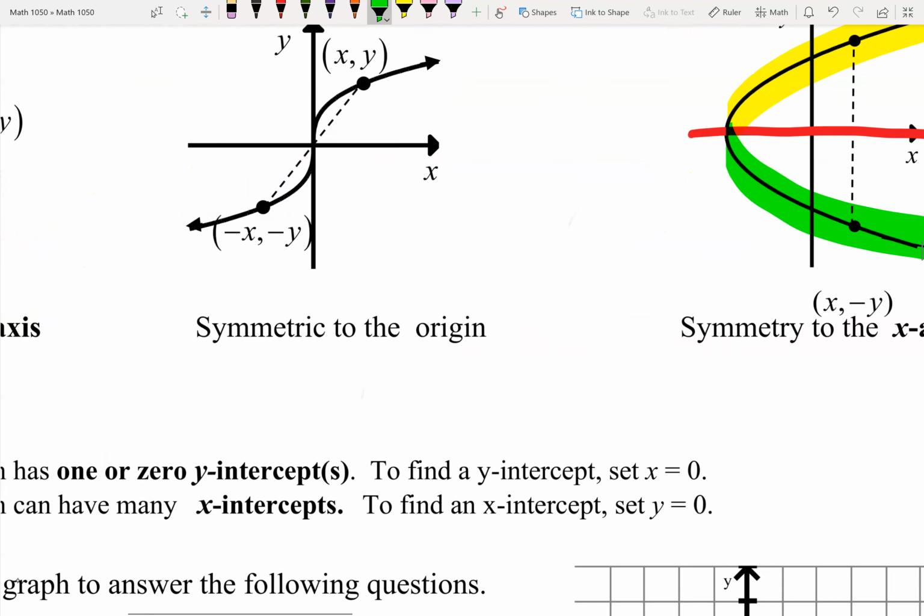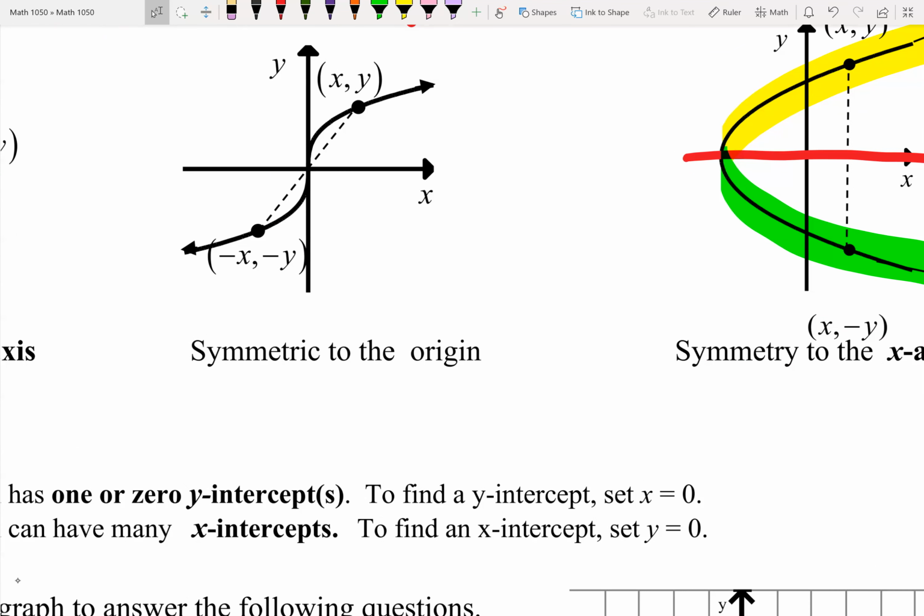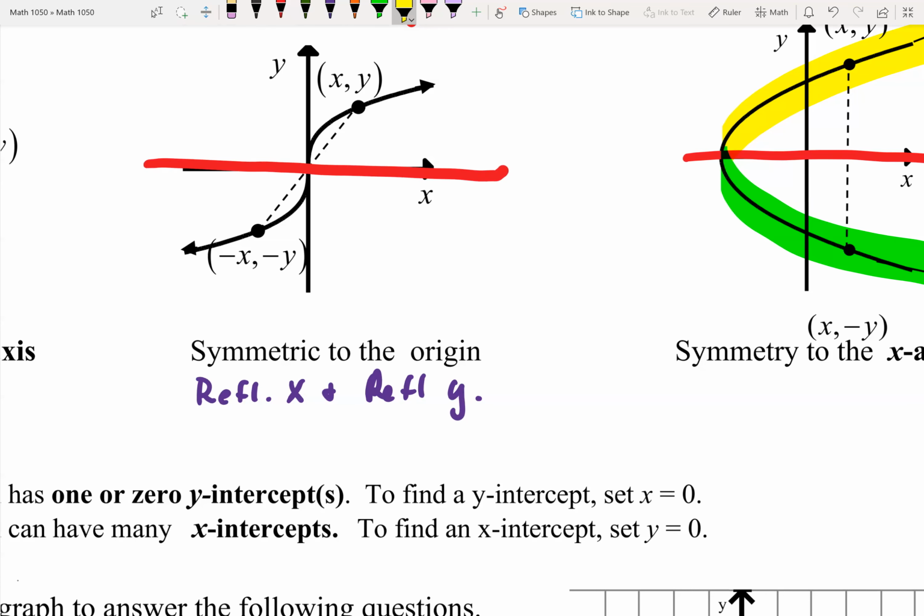Now look at this one right here, symmetric across the origin. This one's a little bit tougher to understand. I want you to write down right here, reflect x and reflect y. Everybody just kick back and watch. Here's my x-axis. Take half the graph and make it wet paint. Fold it across the x-axis. Where does it go? It goes down there.